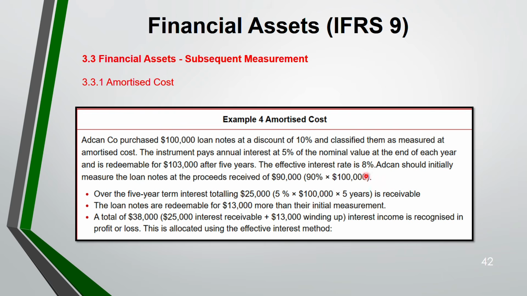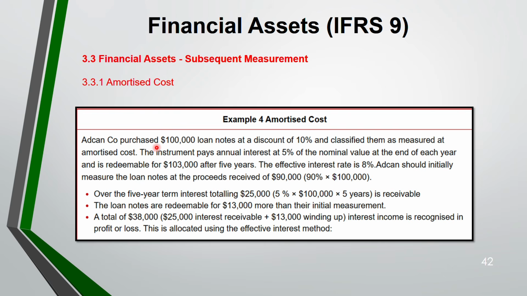So since this is over 5 years, 5% into 100 into 5 years. Remember, when you're taking 5%, it is not on 90,000, not after the discount. It's on the 100,000 loan note only. Yes, the amount that you are receiving is at discount because you have purchased it at discount. So this is the proceeds that you are receiving. But the interest will be on the 100,000, not on the discounted amount. Very important.